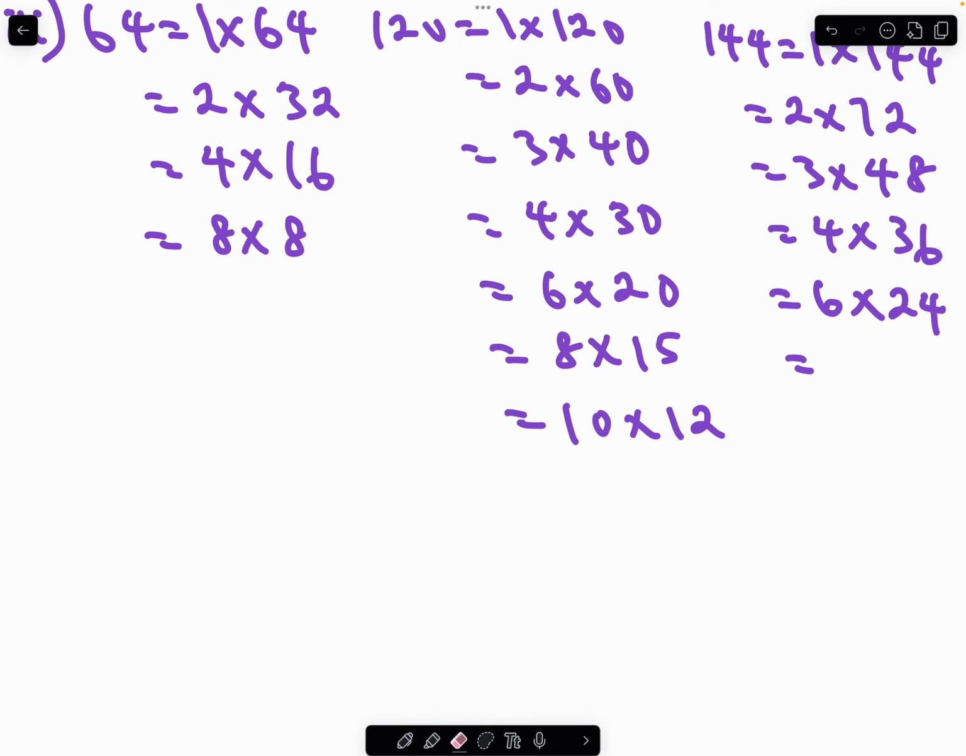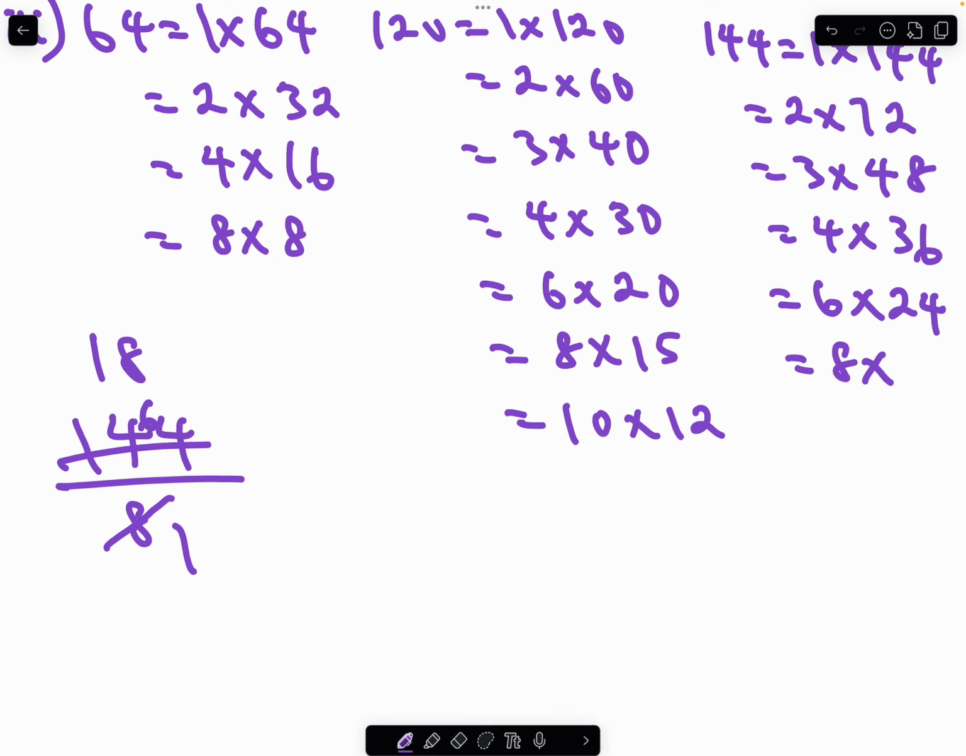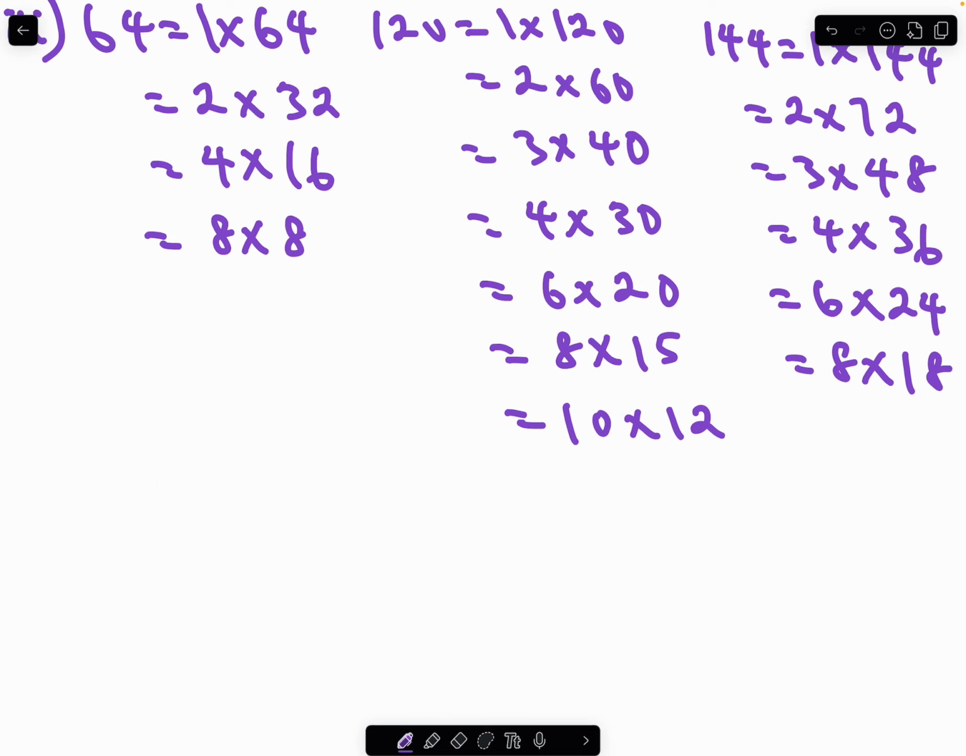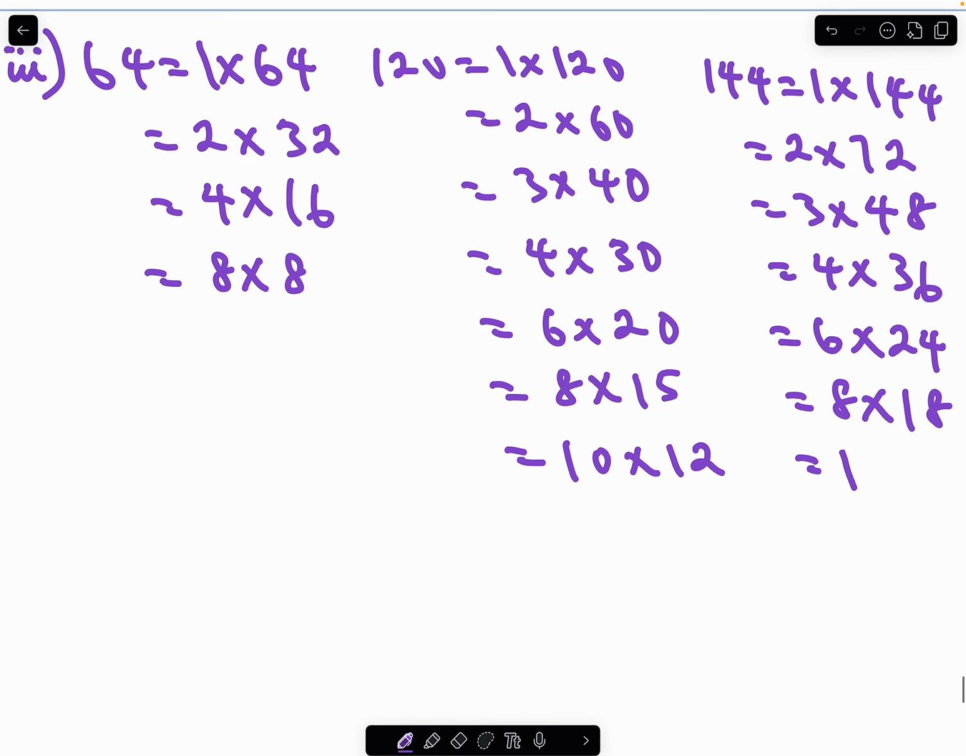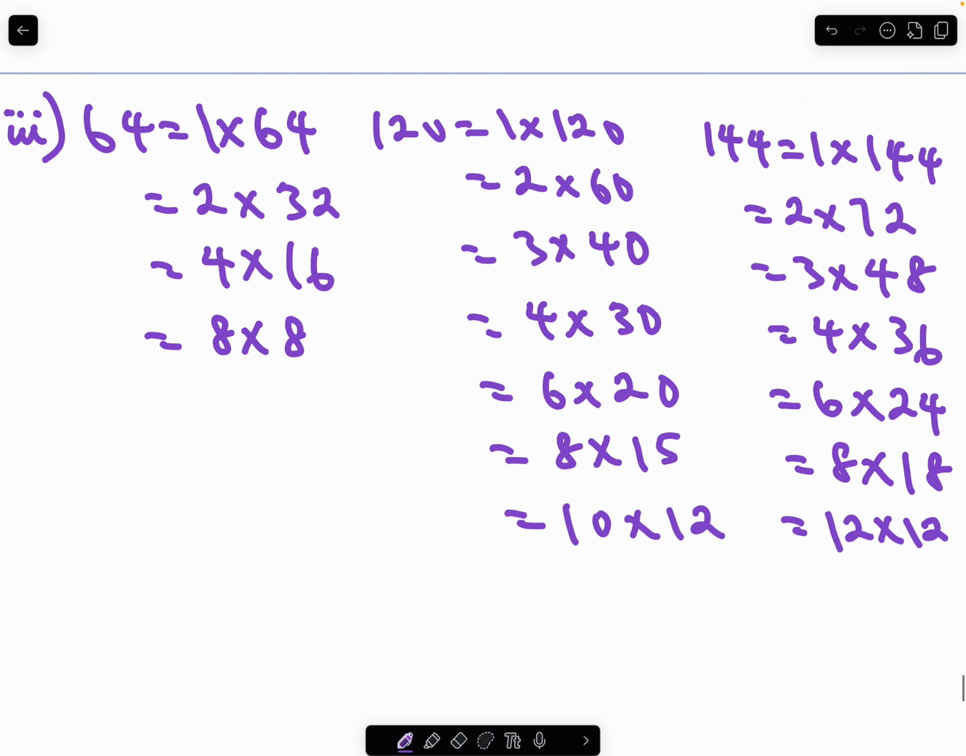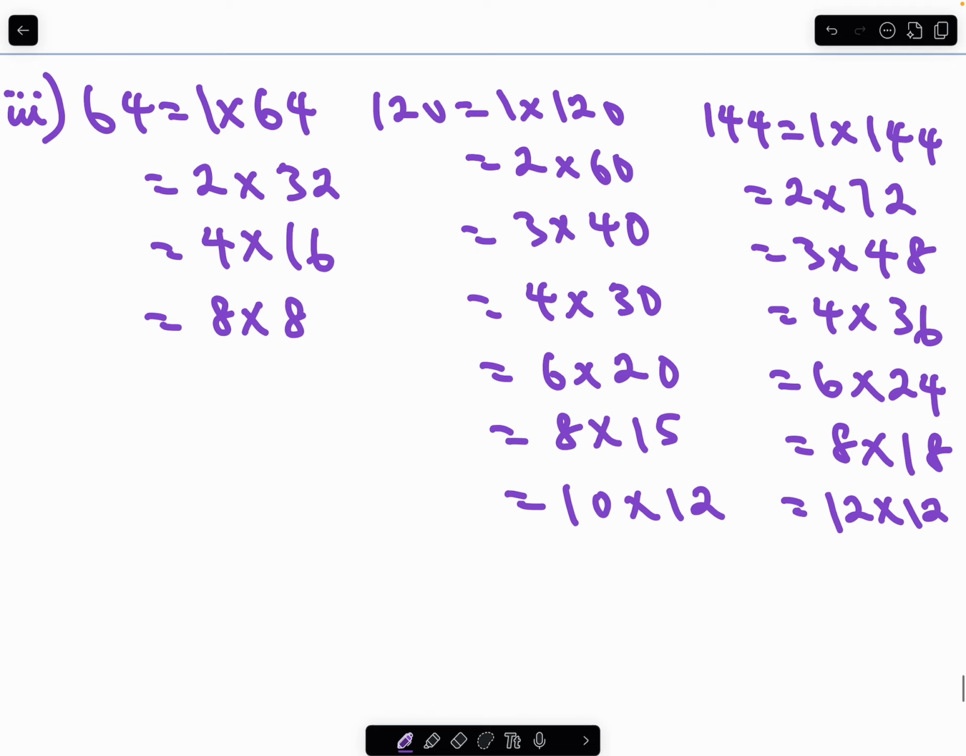144 divided by 8. Let's see. 8 in 14 is 1. You'll be left with 6. 8 in 64 is 8. That's 8 times 18. And what else? Then we go to 12 times 12. Yes, 12 times 12. And what else? That's all, 12 times 12.